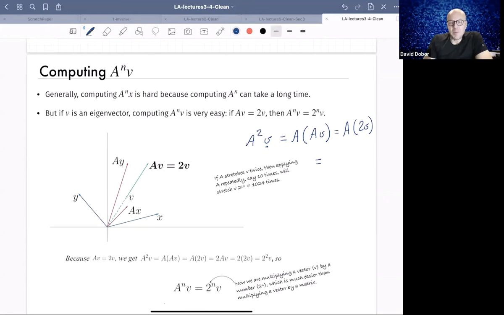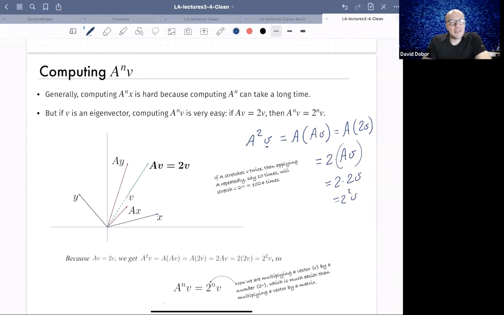When I multiply A by 2V, one of those rules said that I can take 2 out. It's 2 times AV. That's what one of those rules said. And what is AV again? Now I'm justified to write this down as 2 times 2V because A applied to V stretches the vector twice. So it's really 2 squared V.